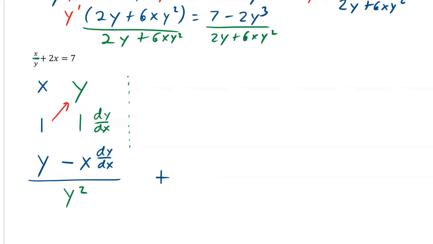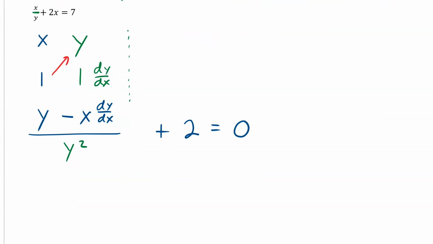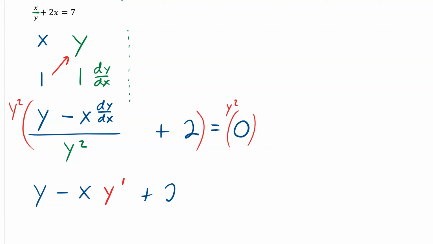All right, plus, and then derivative of 2x is 2. Derivative of constant is 0. Now when you have that denominator, what we just have to do is multiply everything by y squared. This is one method. If we multiply the left side and the right side by y squared, we would end up with these two canceling. So we end up with y minus x, and I'm going to convert that to y prime now. We put it in red so I don't forget it. Perfect. Plus, and then that would become 2y squared equals 0.